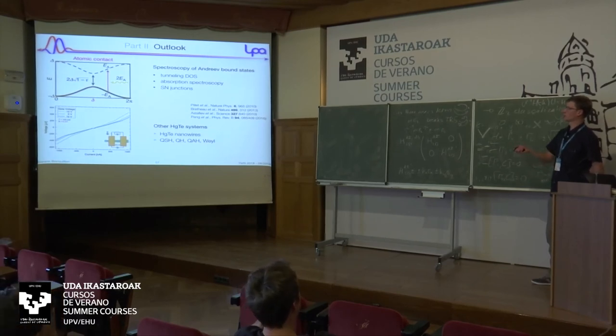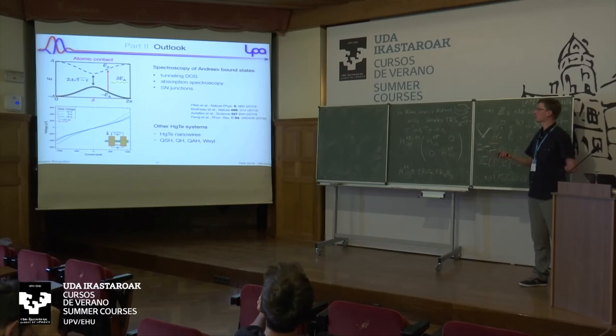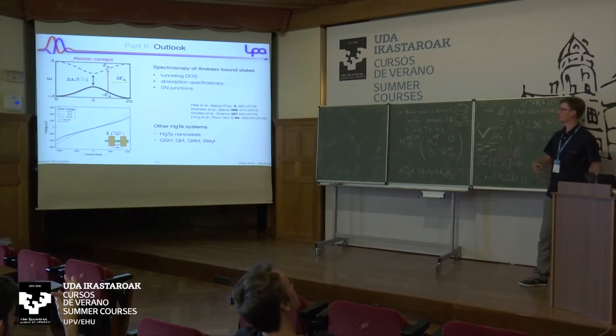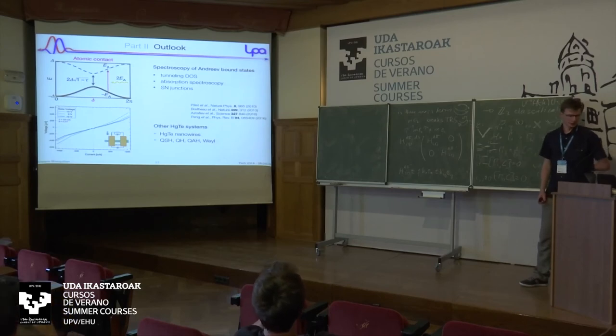And also, in principle, we could extend this type of measurements in other systems. Mercury telluride is quite versatile. I told you that this is also a 3D TI, but you can also grow mercury telluride nanowires. You can also go to other fancy regimes like Weyl or quantum anomalous Hall. And with this, I thank you for your attention.